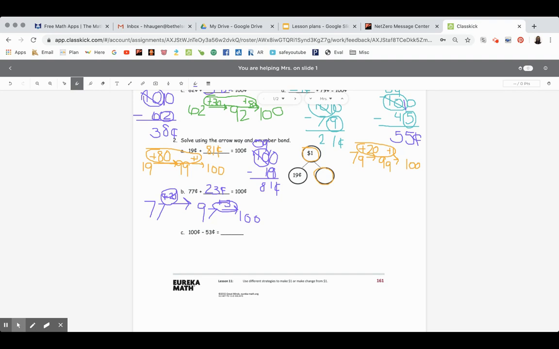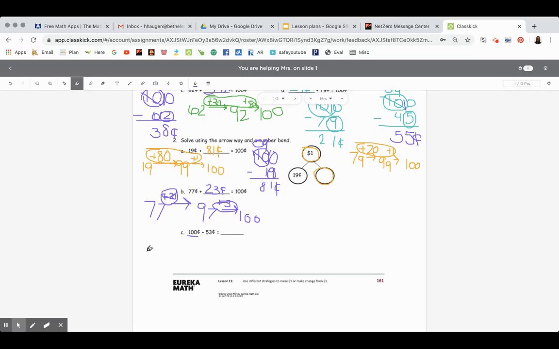So hopefully using the arrow way to break down this problem means it's something that you can do in your head, and I guarantee you will get really fast at this if you're practicing the arrow way like this. For C, 100 minus 53. Now this time, are we looking for a total or a part? Well, again, I'm looking for a part. 100 is still my total. Remember, when you subtract, you start with the big number. So the 100 still is my big number.